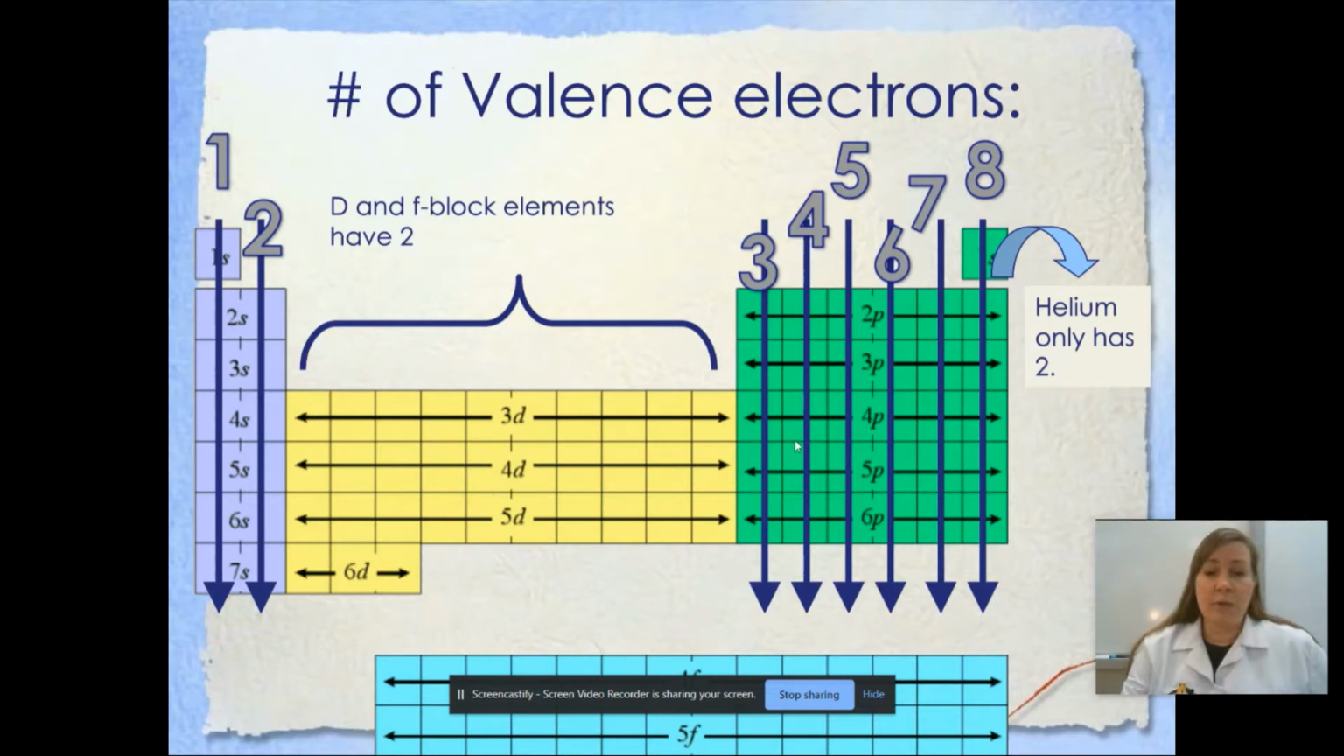Now find aluminum. Aluminum is here. Pause the video. Aluminum has 3 valence electrons. And let's find silicon right next to it. Silicon has 4 valence electrons. Sulfur is over here. Sulfur has 6 valence electrons. And bromine is down here. Bromine has 7 valence electrons. And then neon up here has 8 valence electrons. And of course, helium here only has 2.